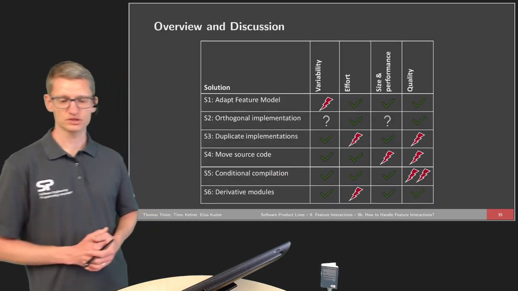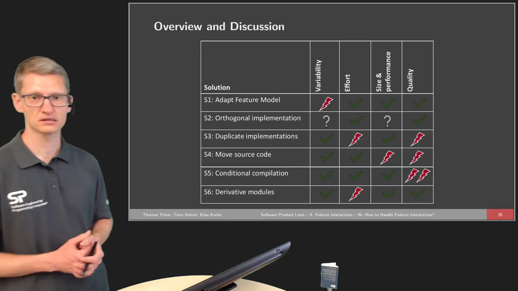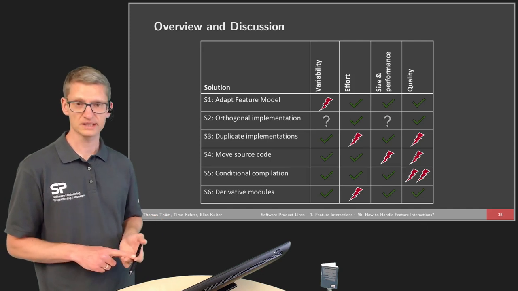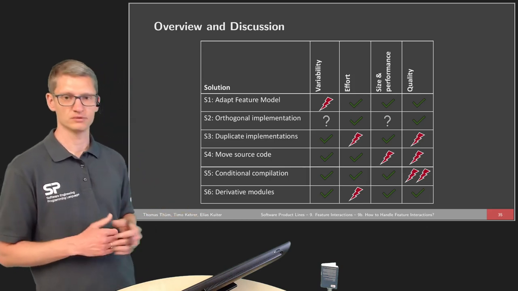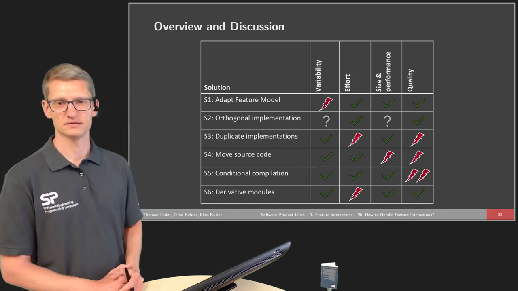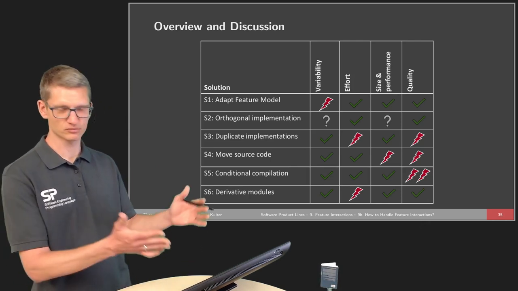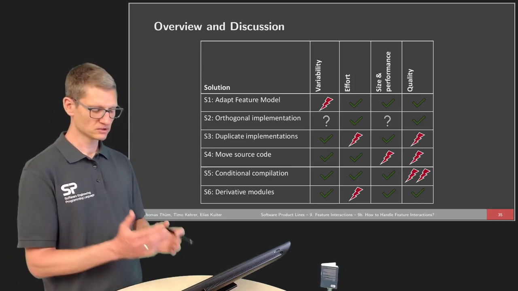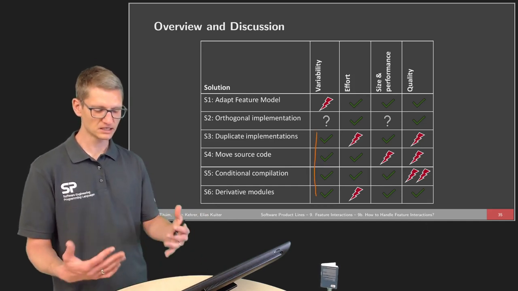So we looked at different strategies in this part of the lecture. We looked at different solutions to handle the variability. We looked at the adaptation of the feature model, orthogonal implementation, duplicate implementations to move the source code into another feature, conditional compilation when it comes to preprocessors or build systems, or derivative modules whenever we have implemented the thing with modules. And now we can look at all the properties that we mentioned earlier, and we will see that there are four techniques that are good at maintaining the variability.